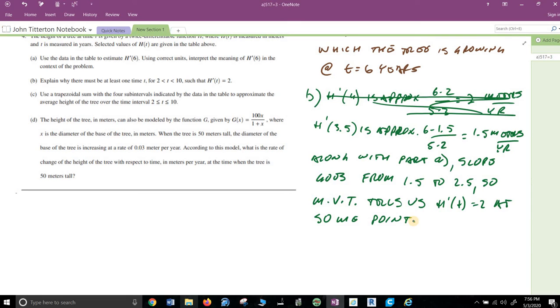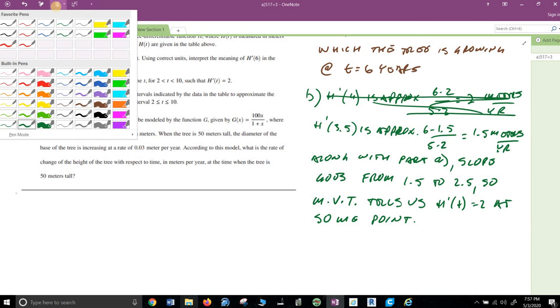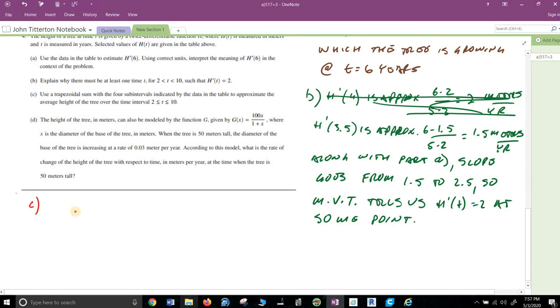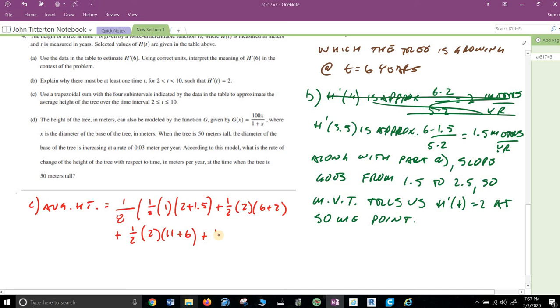Use a trapezoidal sum with 4 subintervals, from 2 to 10. So it doesn't say just add it up, it says what's the average height. Average height is 1 over 8 times 1/2 times 1 times 2 plus 1.5, plus 1/2 times 2 times 6 plus 2, plus 1/2 times 2 times 11 plus 6, plus 1/2 times 3 times 15 plus 11.